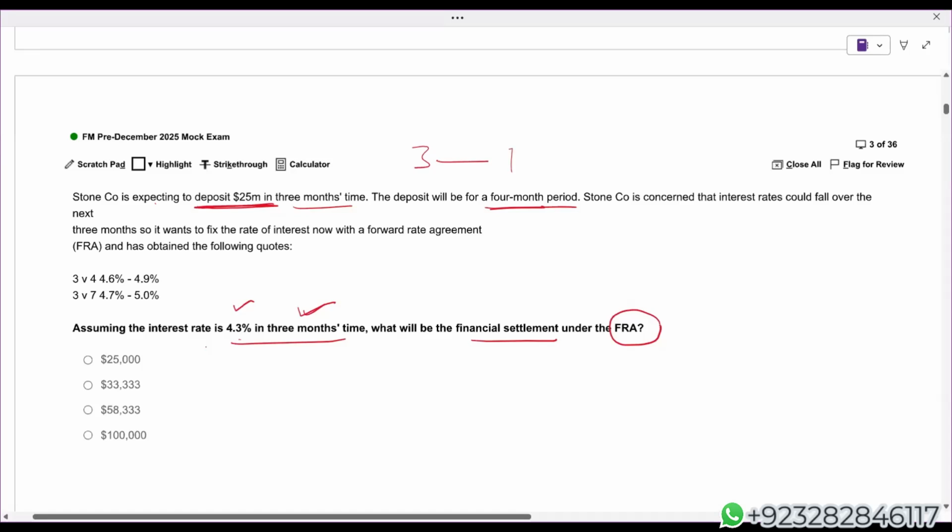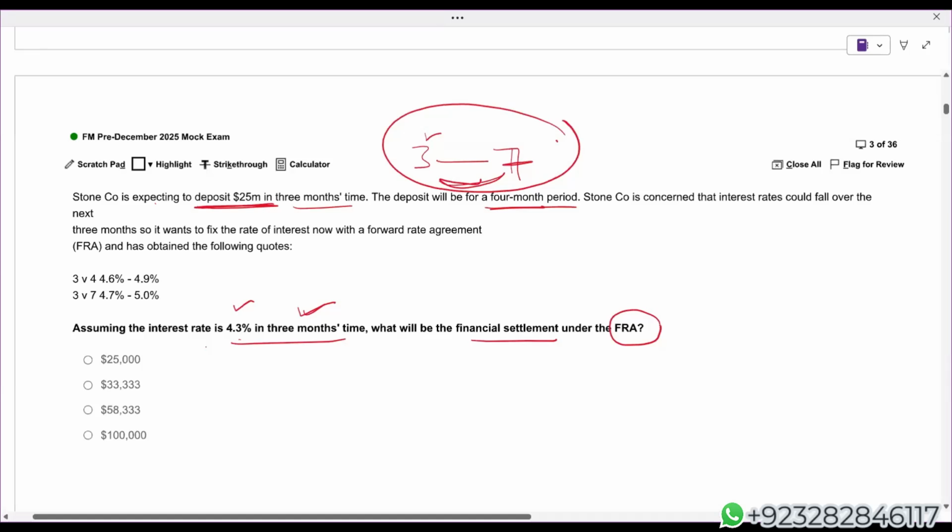So logically your FRA will be 3 versus 7. The difference shows your deposit period, or in case of borrowing, it shows your borrowing period. The interpretation of 3 versus 7 is the FRA will start in 3 months time, will end in 7 months time. So after you enter into FRA, it will work only for 4 months. So the relevant FRA for us is 3 versus 7.